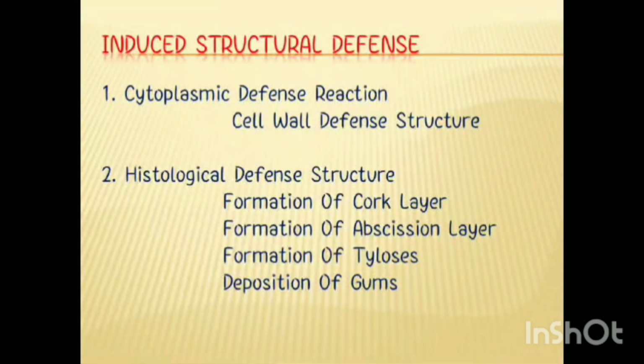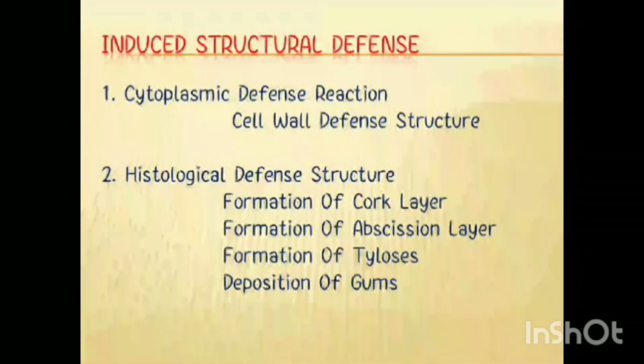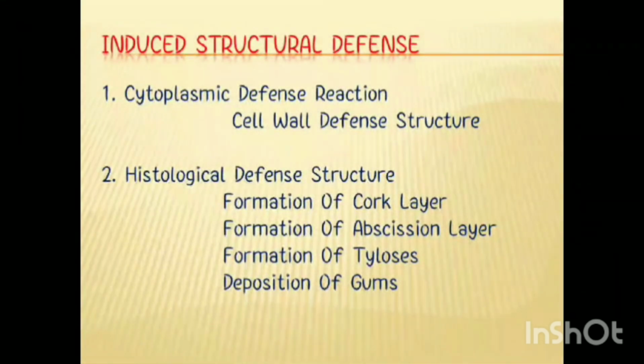First one, cytoplasmic defense reaction, which includes cell wall defense structures. Second one, the histological defense structures. They are classified into four types. First, formation of cork layer. Second, formation of abscission layer. Third, formation of tyloses. And fourth, deposition of gums.